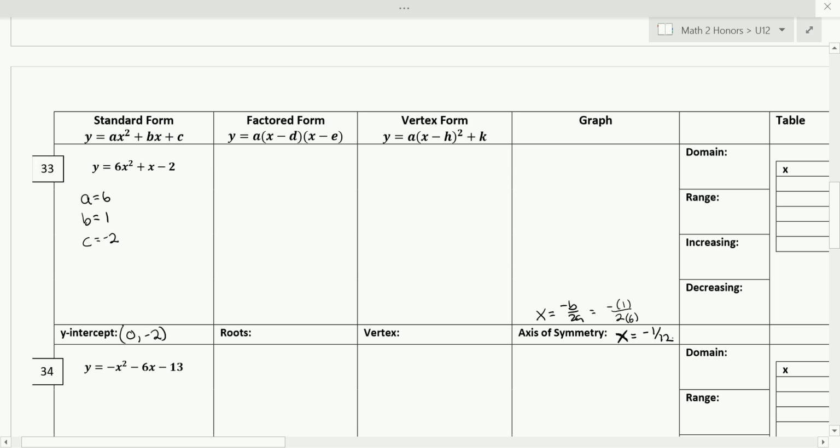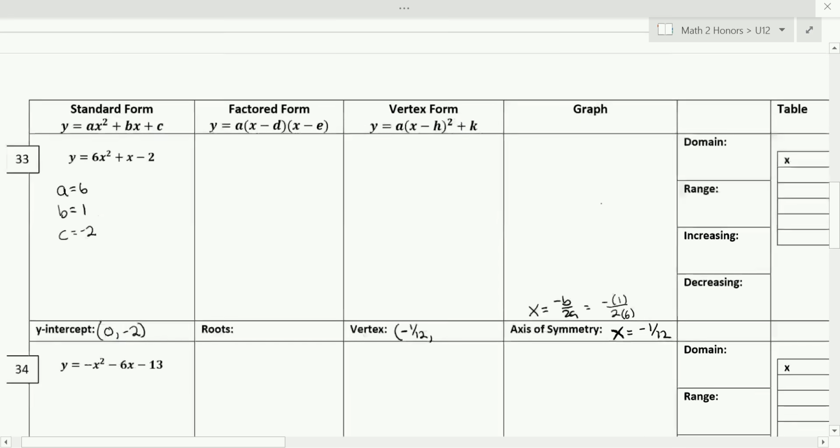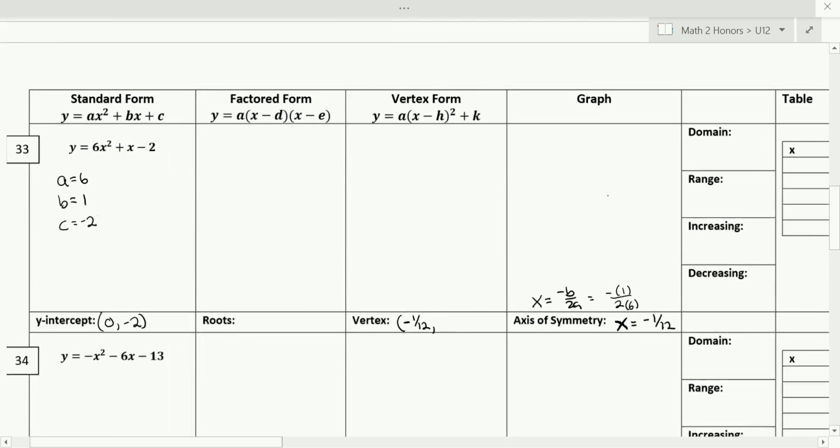And then from the axis of symmetry, you find your vertex. The -1/12 is my x value, and I want to find the y value. So you can plug -1/12 into that formula, or you can memorize the formula for the y value. I'm going to plug it in. So my y value is going to be 6 times -1 over 12 squared plus -1 over 12 minus 2. Go ahead and try to simplify that. I will do that too and see if we come up with the same thing.